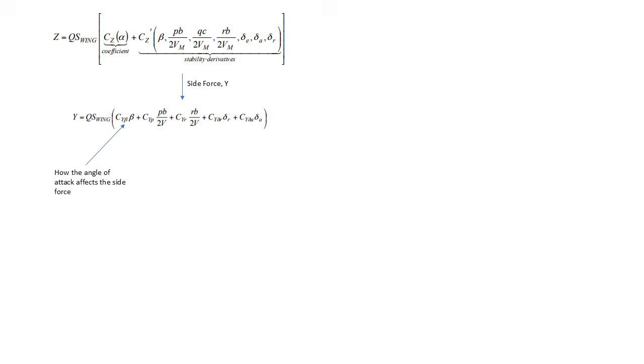The side force stability derivatives include CY beta, which is how the side force changes with respect to side slip angle, CYP, which is how the side force changes with respect to the roll rate, CYR, which is how the side force changes with respect to the yaw rate, and two control derivatives, which are the rudder and aileron deflection contributions to the side force.